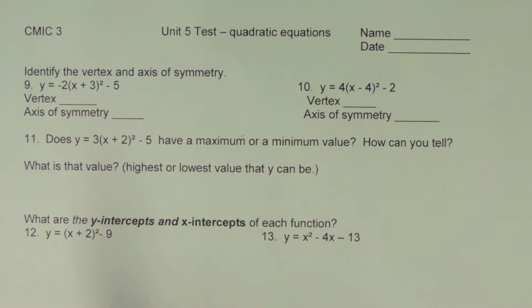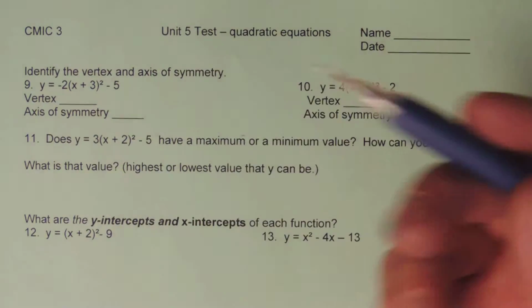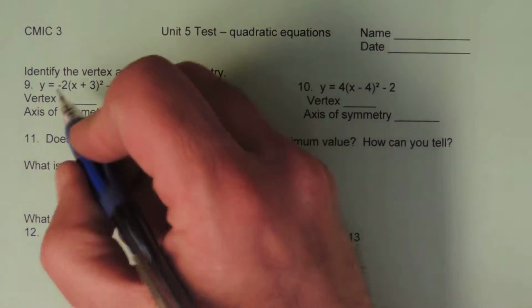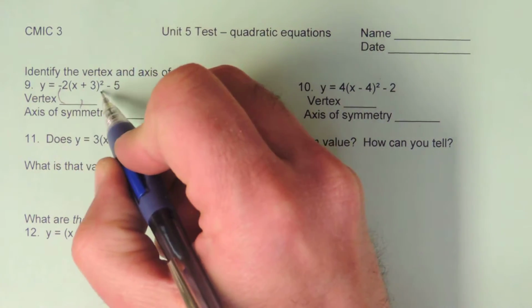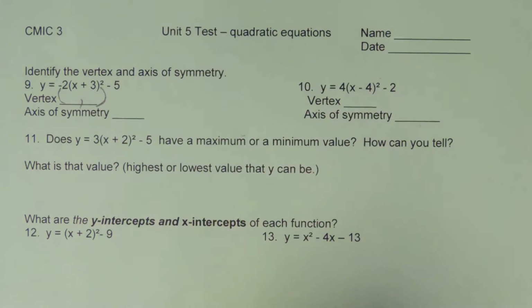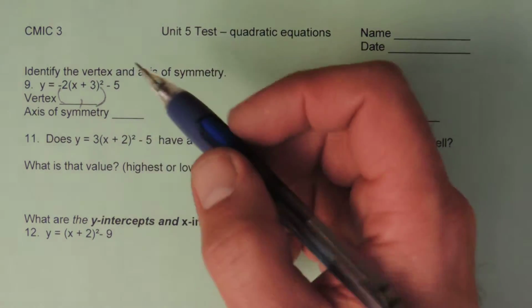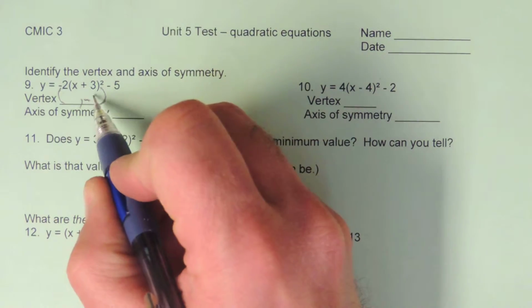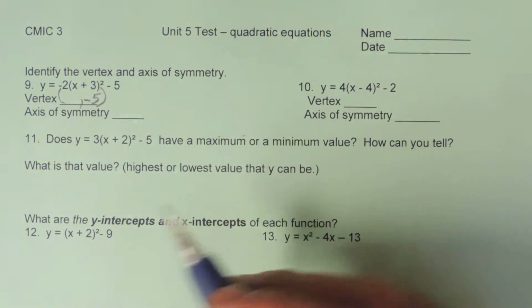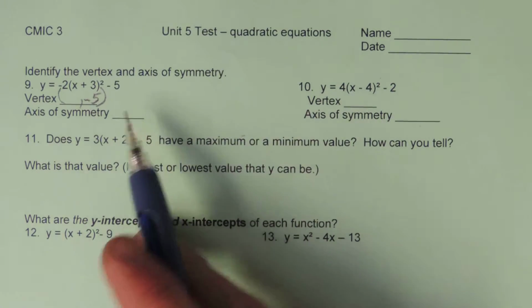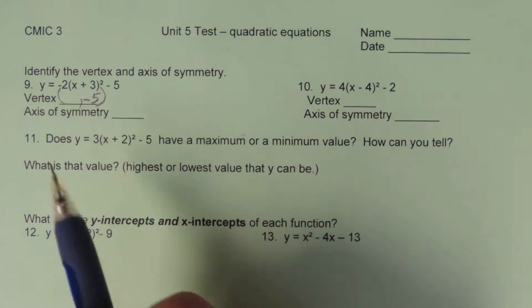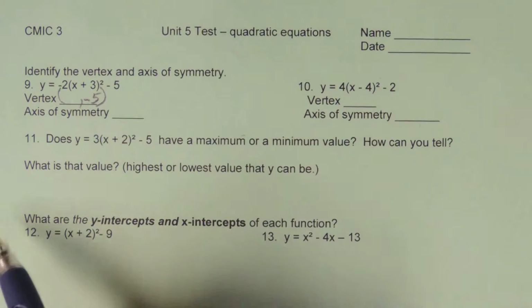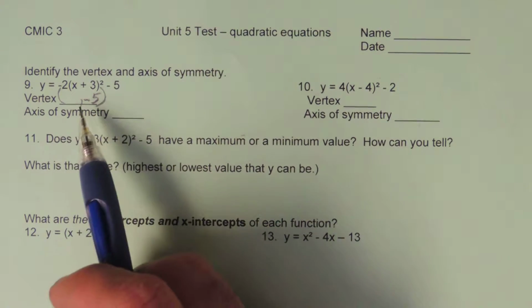To identify my vertex, which is a point, I need parentheses, comma, parentheses. I need an x and a y. My y is actually -5. And we can talk about why that is in a minute. I'm going to do a sketch of a graph and we can see why that's the case.